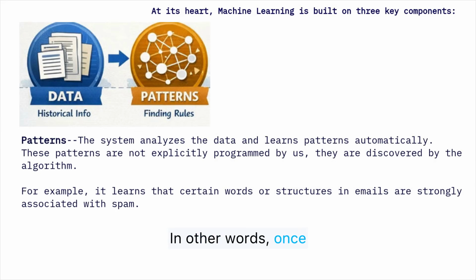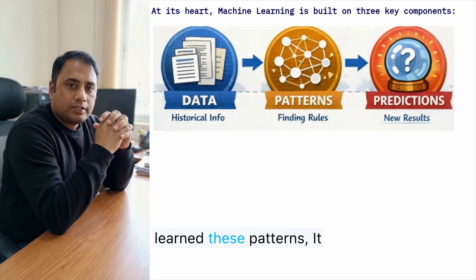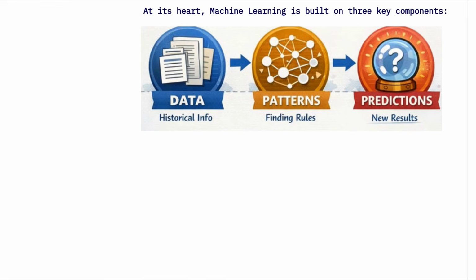In other words, once we have established a robust data set, the model enters the stage of pattern recognition. In this phase, the algorithm analyzes the historical data to identify statistical relationships and recurring correlations. Rather than following a set of hard-coded instructions, the model autonomously discovers which specific features, such as the frequency of certain keywords or the presence of unusual metadata, are most strongly associated with a particular outcome. Once the model has learned these patterns, it can apply them to new, unseen data to make decisions. For example, classifying a new email as spam or not spam.